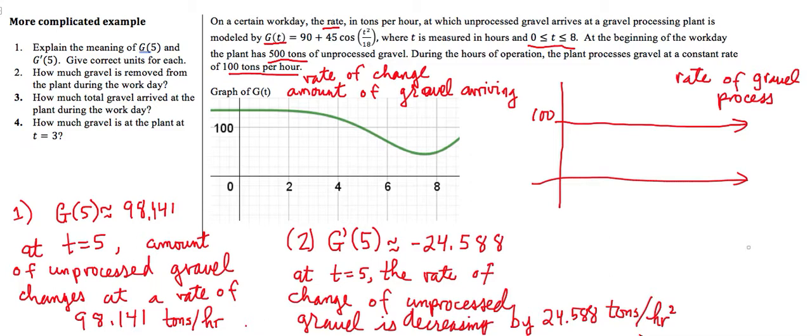So I know this seems weird, but if we look at this graph here, G, remember, is the rate of change of the gravel. And since G is positive, that means the amount of gravel is increasing. But because G is decreasing, we can say that the amount of gravel is increasing at a decreasing rate. Okay, so the amount is coming in, but the rate at which it's coming in is slowing down a little bit. And it's slowing down by this much when the time is exactly 5 hours.